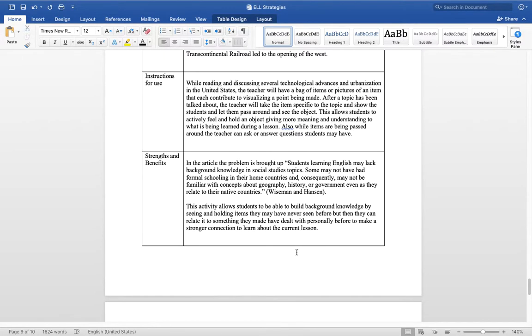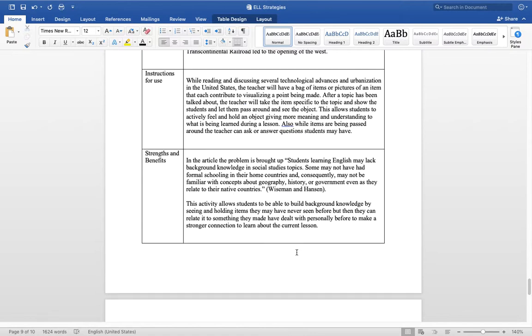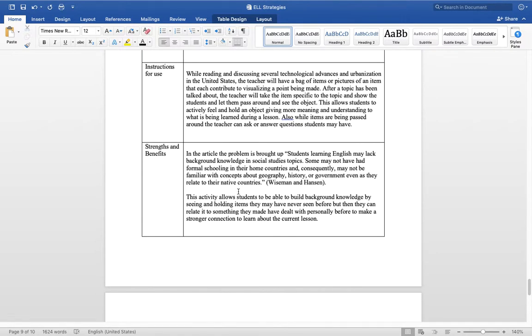So, the strengths and benefits this could have: in the article, the problem is brought up. Students learning English may lack background knowledge in social studies topics because they're not originally from here, maybe, or they just never learned about it because their family was not from here, but they did come here. Some may not have formal schooling in their home countries and consequently may not be familiar with concepts about geography, history, or government, even as they relate to their native countries.